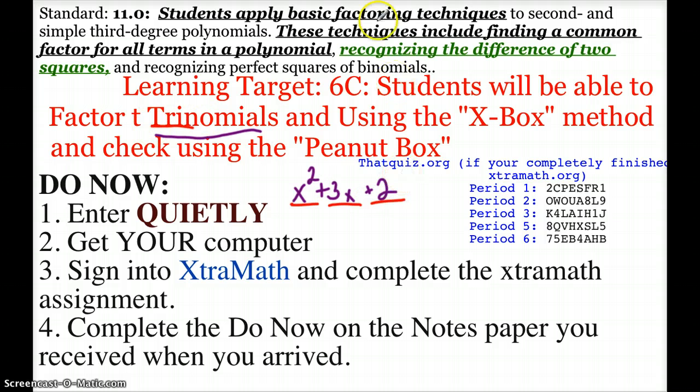Okay, a binomial will have something like this, where it's only two terms, 1, 2. Using the Xbox method, I'm going to check using the peanut box.